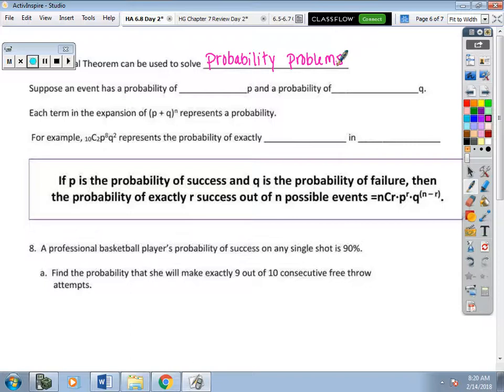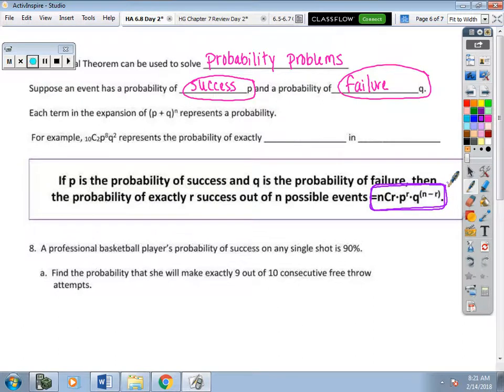Thank you. So suppose an event has a probability of success, and that's your P variable, and a probability of failure, which will be your Q variable. Each term in the expansion of P plus Q to the n power will represent a probability. Now the formula that we'll see looks like this.